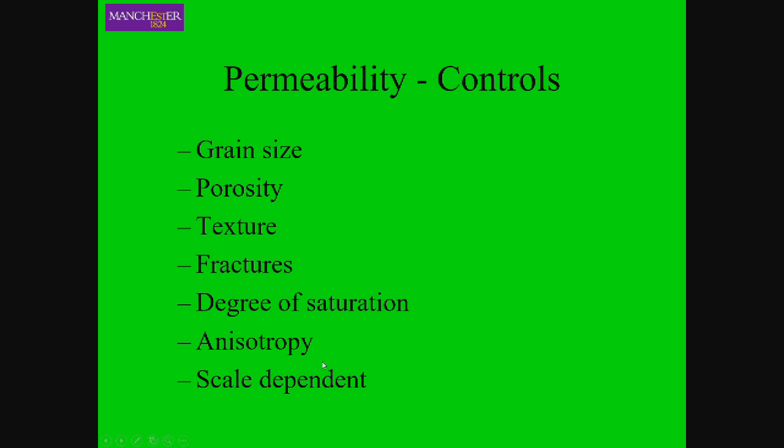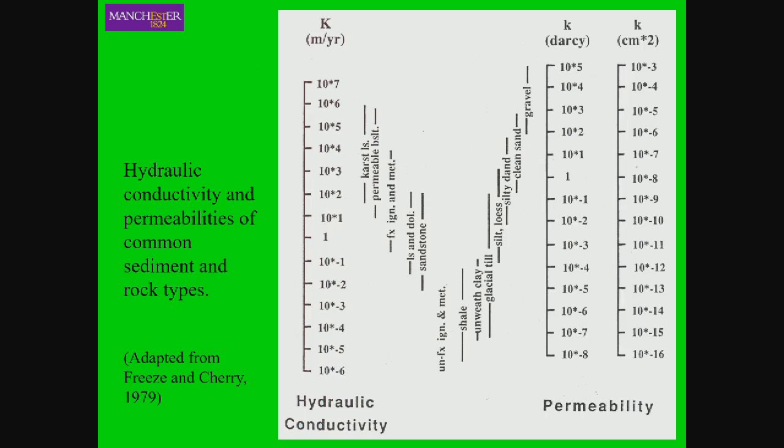And the two last things I want to say about permeability is that it can often be anisotropic, like permeability in different directions can be different. And unfortunately, probably because it makes our life complicated, it's often scale dependent. The permeability on a big scale, on a kilometre scale, can be very different from the permeability that you see on a very small scale. So I'm just going to illustrate some of those key points here.